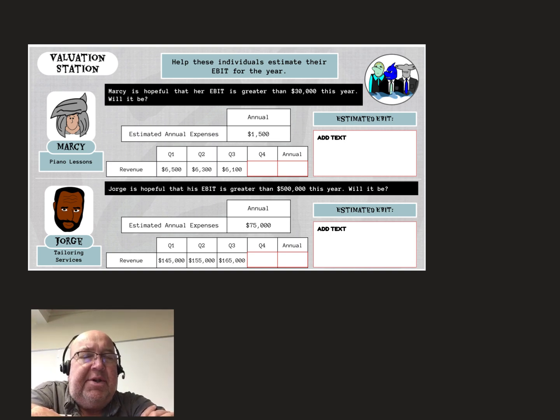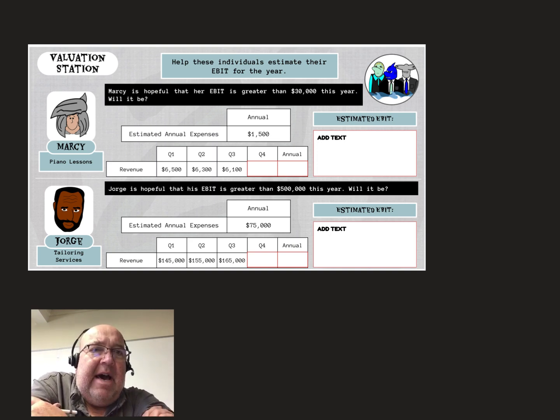So on these first two, we're given quarters 1 through 3. We need to find quarter 4, then add it together to find the annual, and then again subtract the expenses to find the EBT.